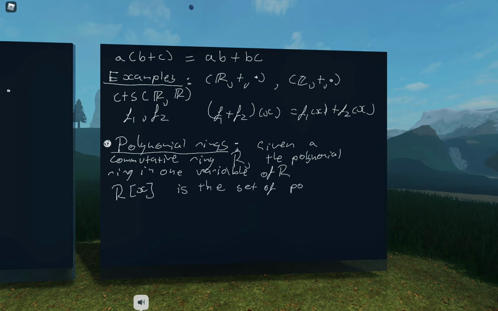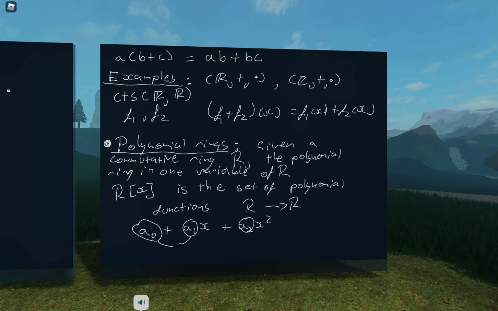of polynomial functions which go from the ring to the ring again. So an example of an element would be, for example, a0 plus a1x plus a2x squared, where these things a0, a1, and a2 are the coefficients, and they all come from the original ring R. And so I'm going to go run over to the next board.